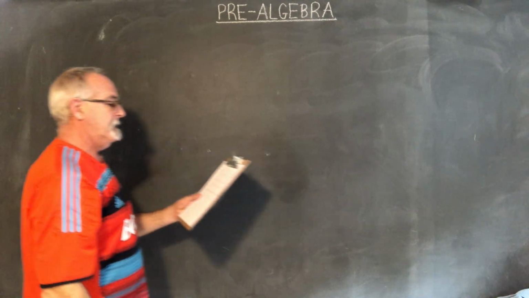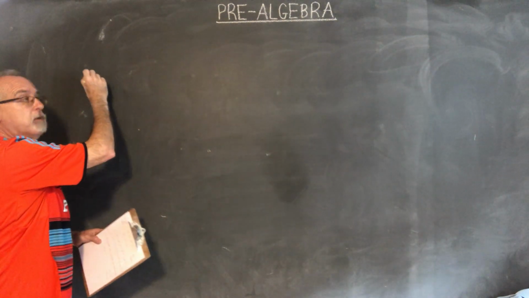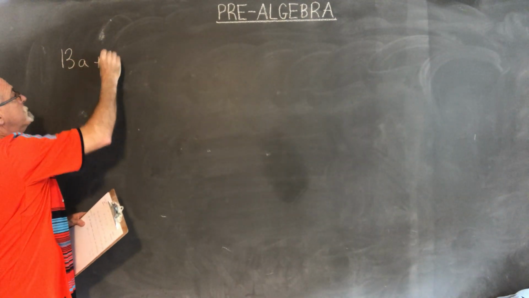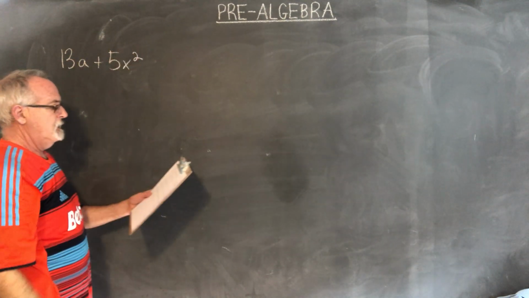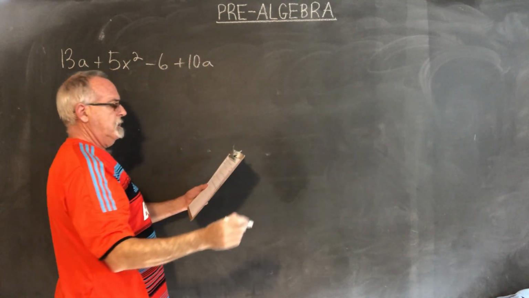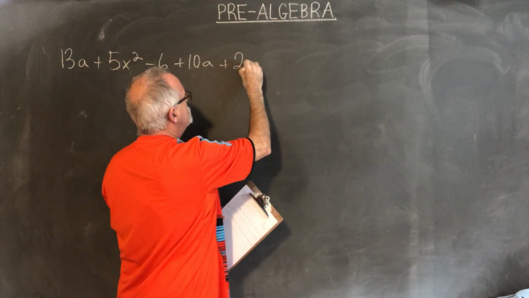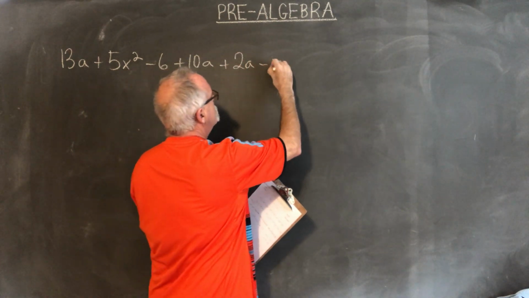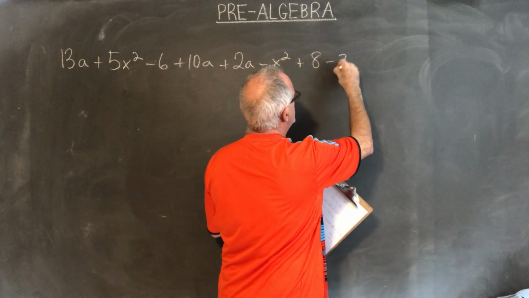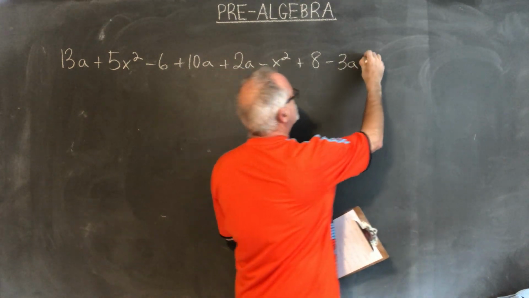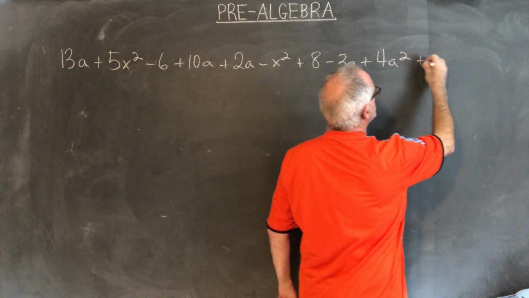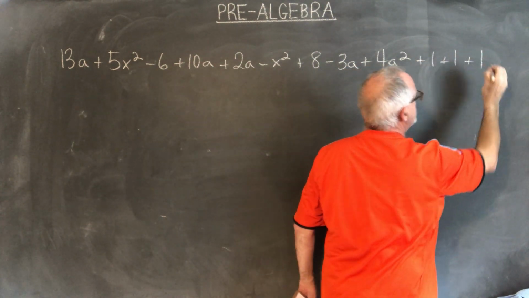13a. I'll move further over here this time, make sure I have room. 13a plus 5x squared minus 6 plus 10a plus 2a minus x squared plus 8 minus 3a plus 4a squared. Do I have room for a bit more? Yes. Plus 1, plus 1, plus 1.